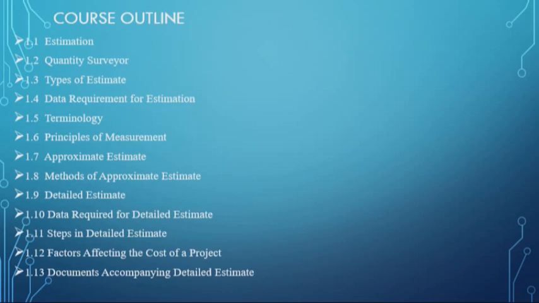That is number 1, estimation. What is estimation? Number 2, quantity survey. What are the role and duties assigned to a quantity surveyor? How do they reflect their duties and excellence? What type of estimate? Already we discussed in lecture 1, but from lecture 2 onward we will discuss all items in great detail so that it is helpful from your exam and learning point of view.